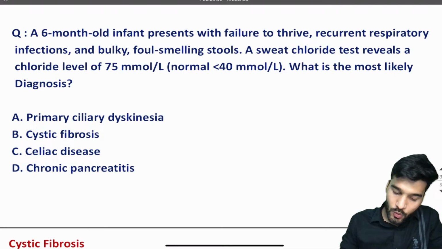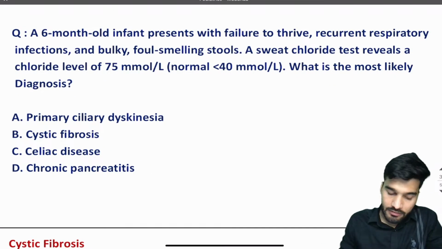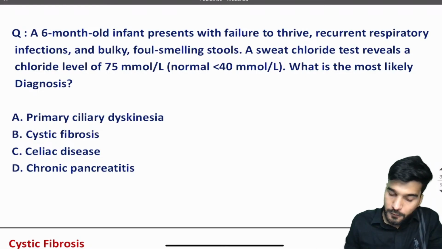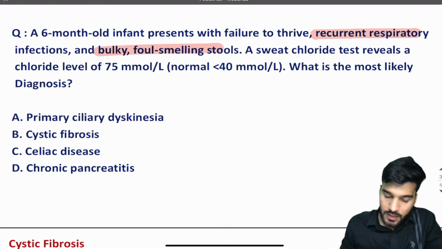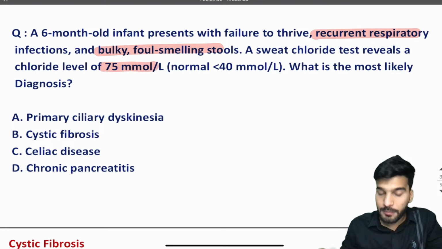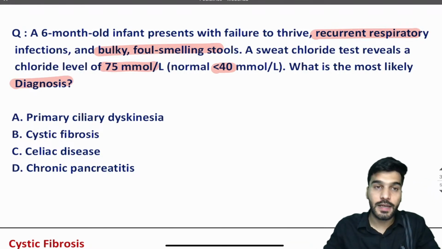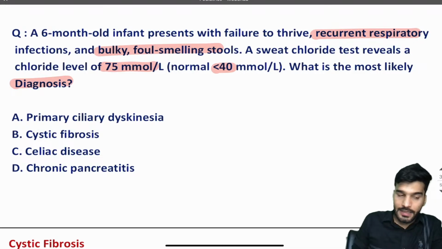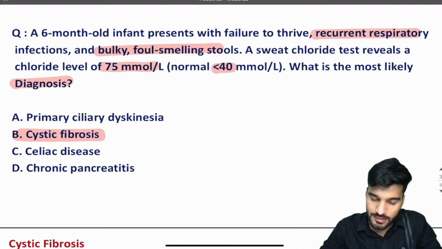A 6 month old infant presents with failure to thrive, recurrent respiratory infections, and bulky, foul smelling stools. A sweat chloride test reveals a chloride level of 75 millimoles per liter. The normal is less than 40. What is the most likely diagnosis? Easy one, guys. The most likely diagnosis is cystic fibrosis.